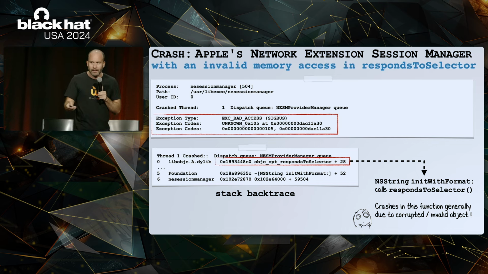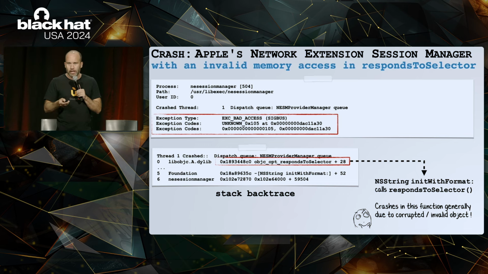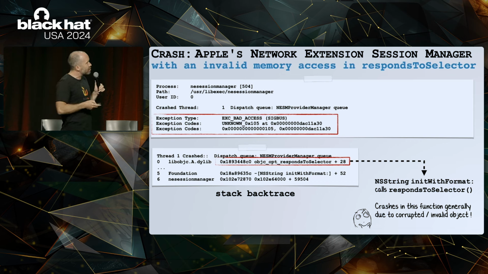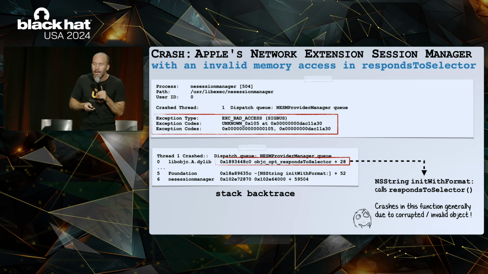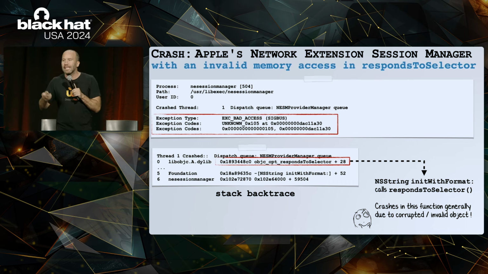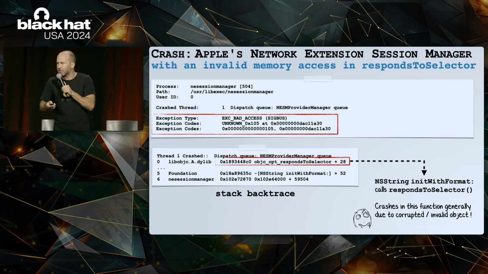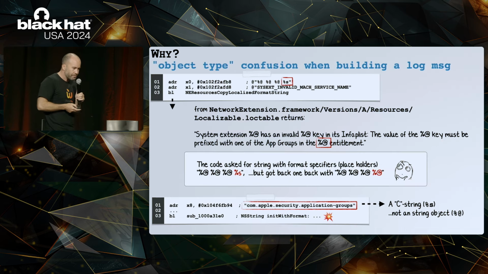So again, I was writing this. I had a bug in my configuration. And when I tried to load my network extension, it crashed. The crash was kind of interesting, not a ton of information, but it basically showed that there was invalid memory access in what is the respondsToSelector method. This is a method related to Objective-C calls, and if you see a crash in this function, it means it was likely invoked with a corrupted object. So I was like, that's interesting. Let's look into this more.